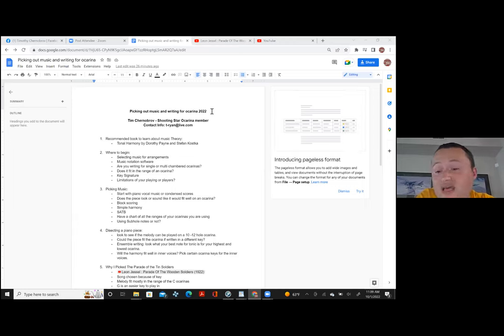Limitations of your playing or players. So whenever I'm picking out a song, I think about my own playing. Would I be able to play this? Would the people I might be writing this music for be able to play it? One thing I didn't put down here is what ocarinas do we have available at the time? What if my players have an alto in C, or do they have an alto in G? Does it have 10 holes? Does it have 12 holes? Will we be using sub holes?